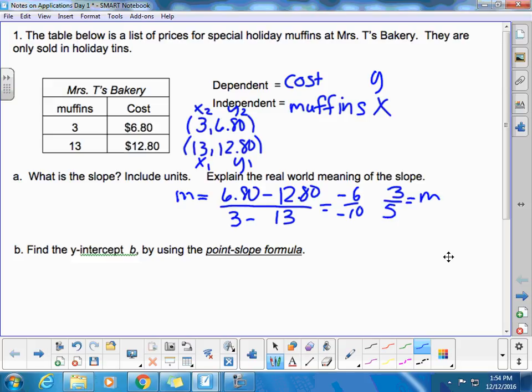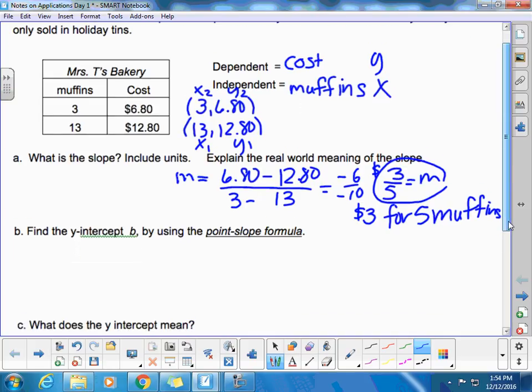And what does that mean in real world meaning? Remember the slope, the top number, cost, are the y's, and x are the number of muffins. So it's $3 for 5 muffins. Our slope is 3/5. So m equals 3/5. It says find the y-intercept by using point slope formula.